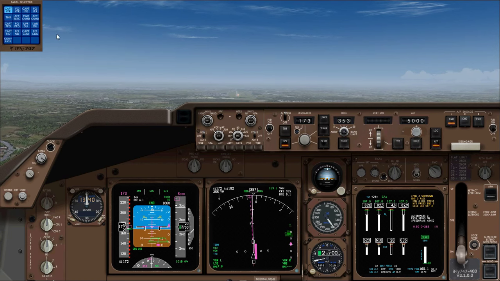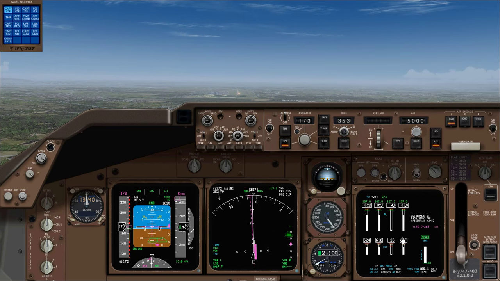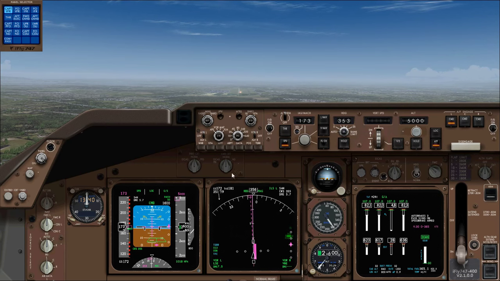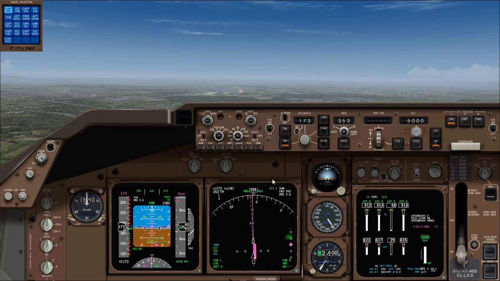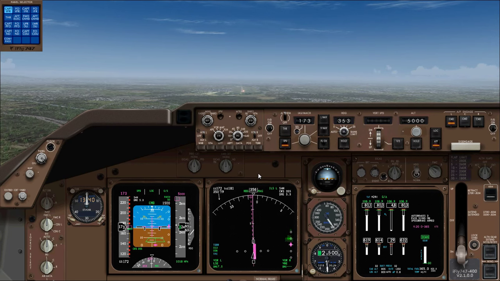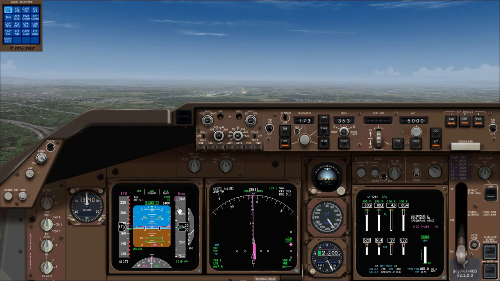You will see when we will be tracking, there will be 1 or 2 knots crosswind. You will see actually the maximum crosswind component for landing with an engine out is 5 knots. Today we have 1 or 2 knots, so that's quite okay for landing the aircraft.